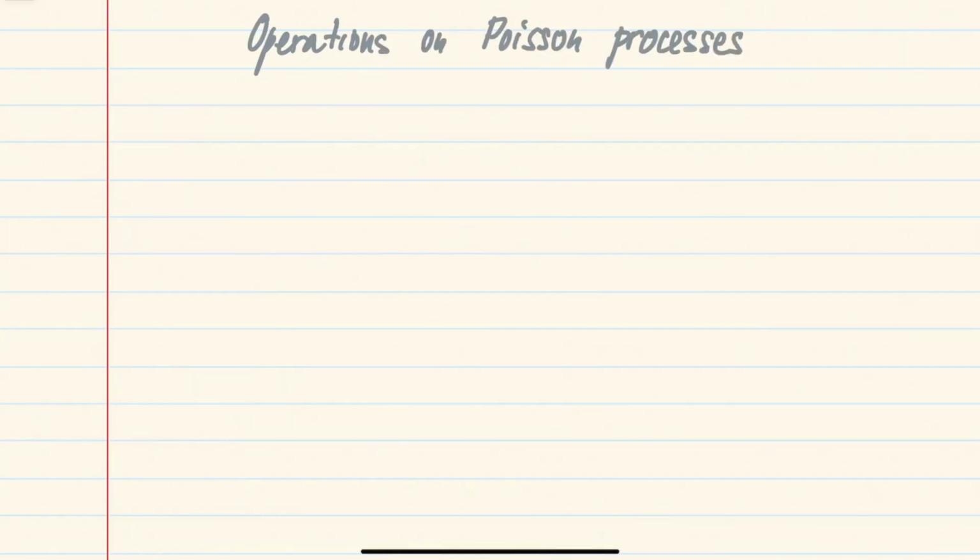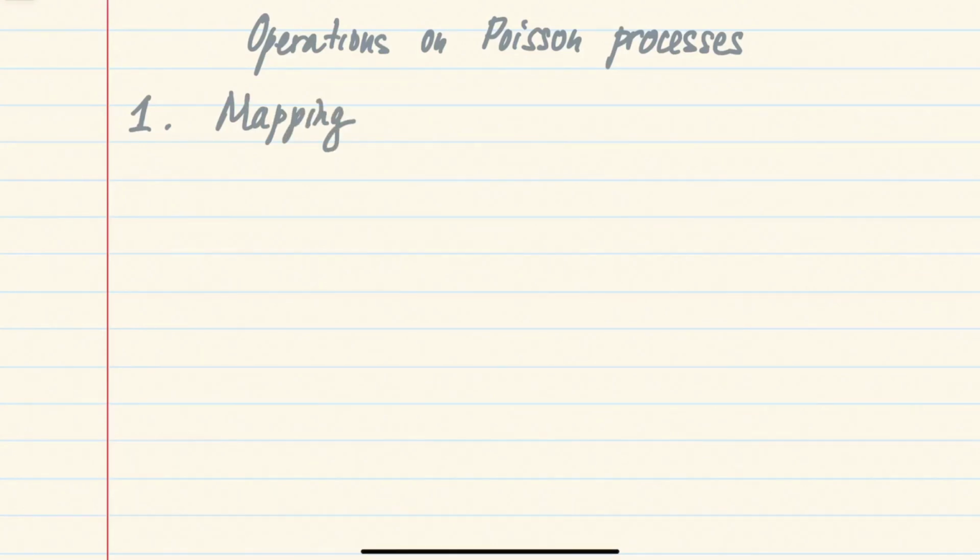Okay, but given this definition, let me actually start with the properties, or more precisely, with some operations that one can do on Poisson processes, which can also be viewed as a way to generate Poisson processes from other processes or from other Poisson processes. So the first operation that we'll look at is called mapping.